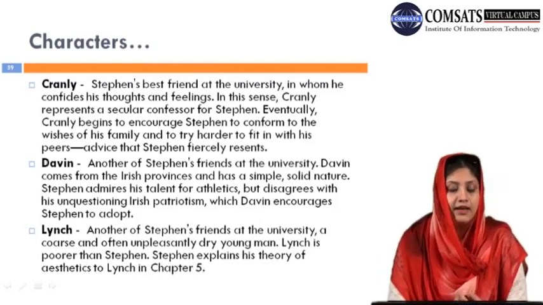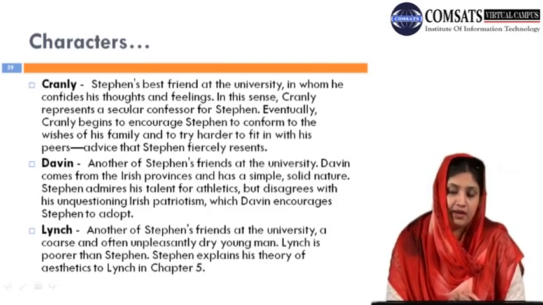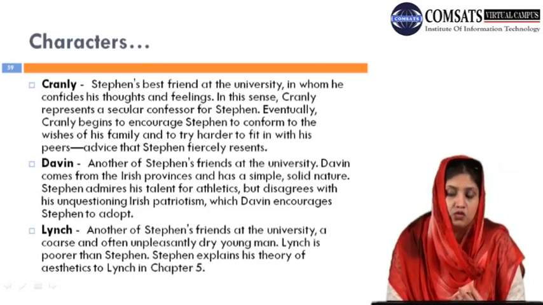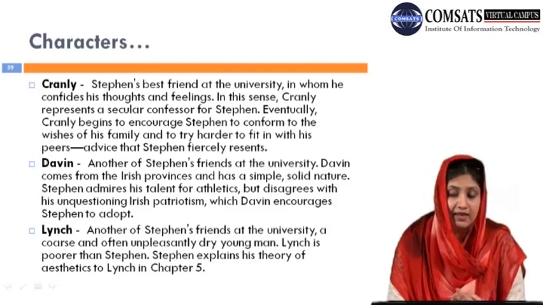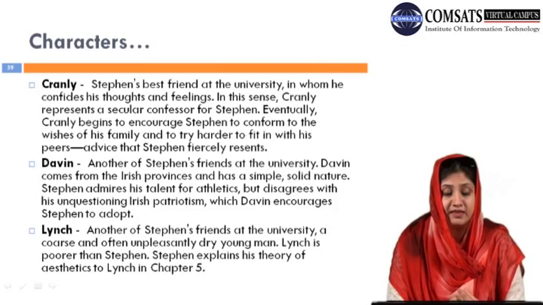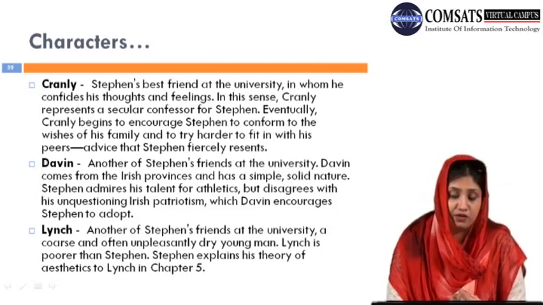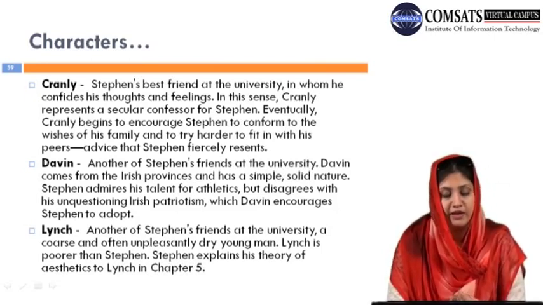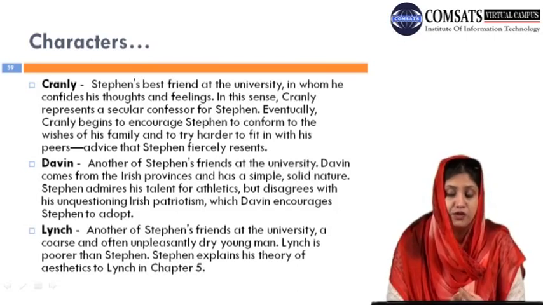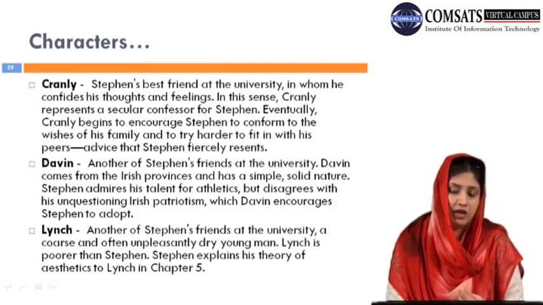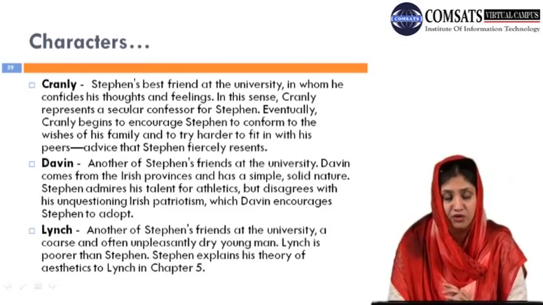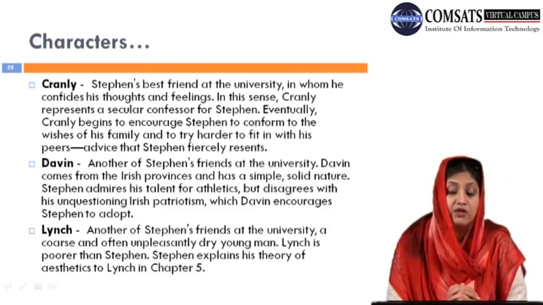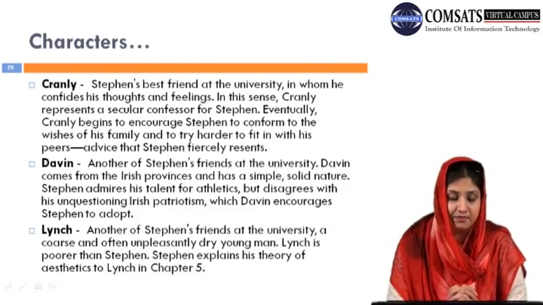Cranley, Stephen's best friend at the university, in whom he confides his thoughts and feelings, and in this sense Cranley represents a secular confessor for Stephen. Eventually, Cranley begins to encourage Stephen to conform to the wishes of his family and to try harder to fit in with his peers, advice that Stephen fiercely resents.